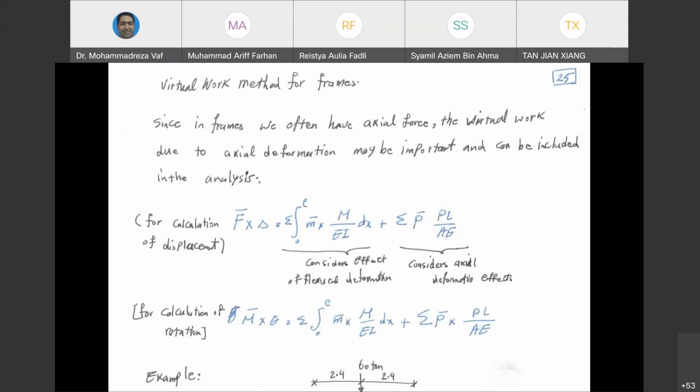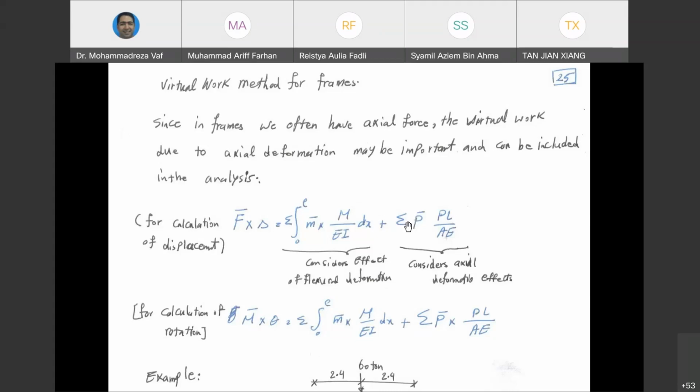So in the columns, if you want to calculate deflection in a frame that has columns and beams, you may include the effect of axial force together with bending moment. In that case, your calculation is going to be more accurate than when you only consider the bending moment inside your calculation.